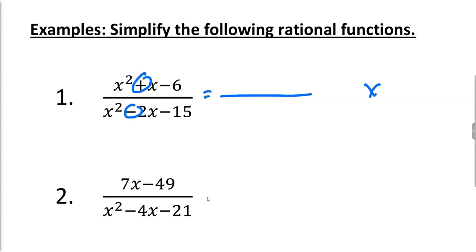So if it was x squared outside of something, then you could. But not if it's like x squared or x plus something. Okay? So we start by factoring.